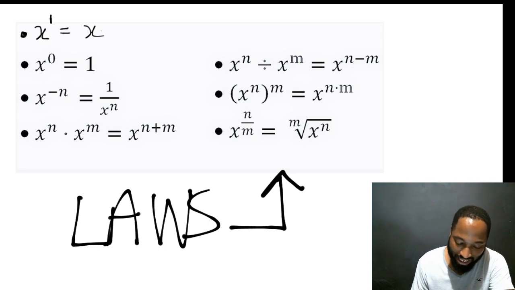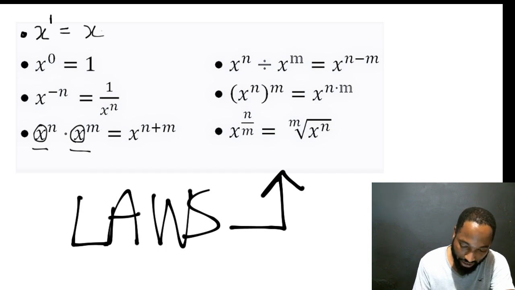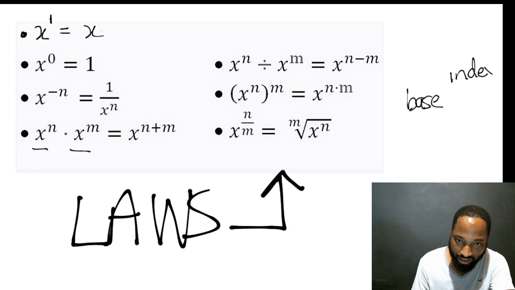Alright, so let's just look at these two rules in one. If we have an index and a next index, notice you have the same base. This part is called the base. This part is called the index. Let me just write on the side here. This is the base. The number on the bottom is the base. The number on top is the index.